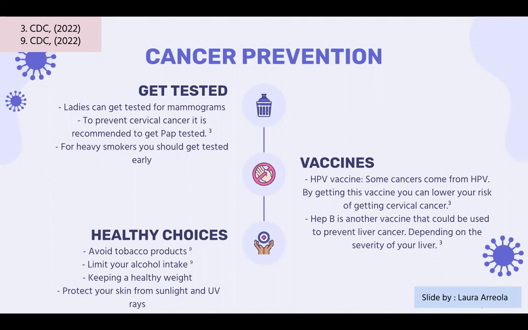The vaccines that help with this are HPV and hepatitis B. The HPV vaccine helps more in the cervical cancer area, and the hepatitis B vaccine will help you with liver cancer, depending on the severity of your liver. Now, healthy choices: try to avoid tobacco products, limit your alcohol intake, keep a healthy weight, and protect your skin from sunlight and UV rays.